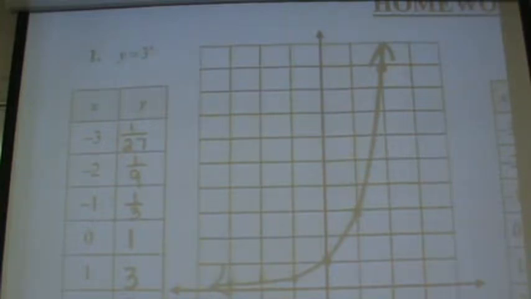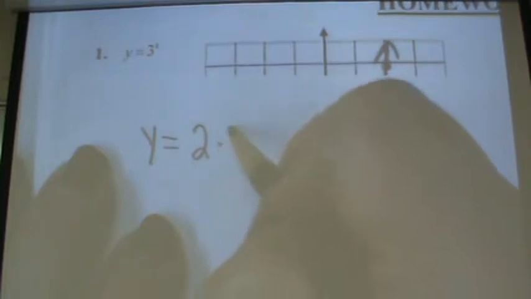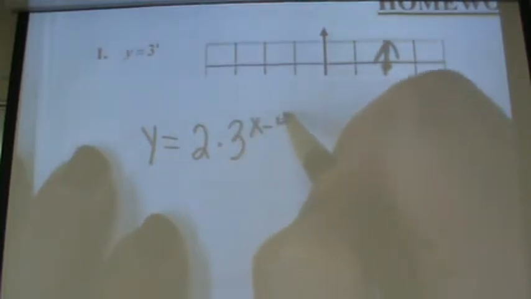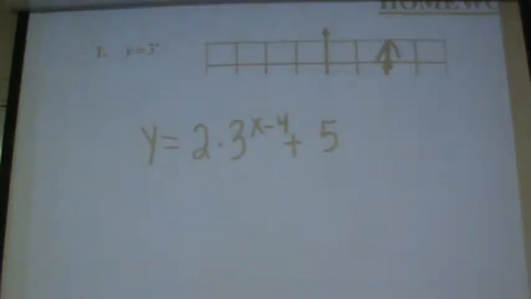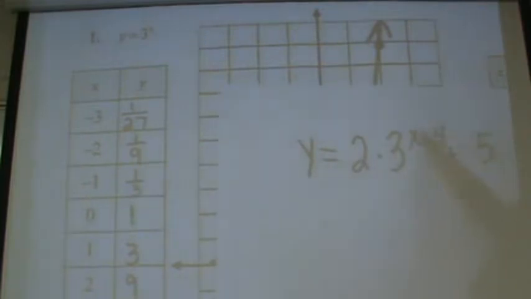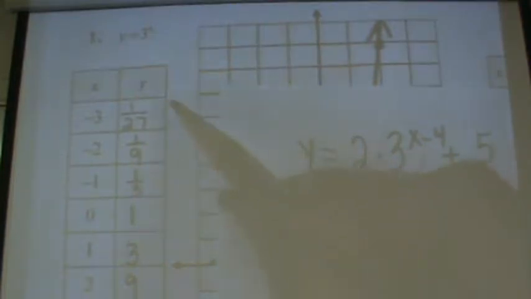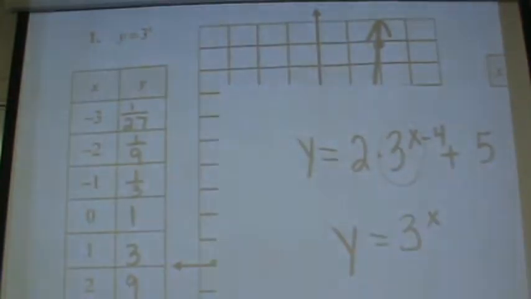Now, I bet you, if I threw at you something crazy, like y equals 2 times 3 to the x minus 4 plus 5. Oh my god. How would you graph this one? What would you do? You would take this table. See, this is your parent function right here, your y equals 3 to the x power, right? We just came up with that. How fast did we do that?